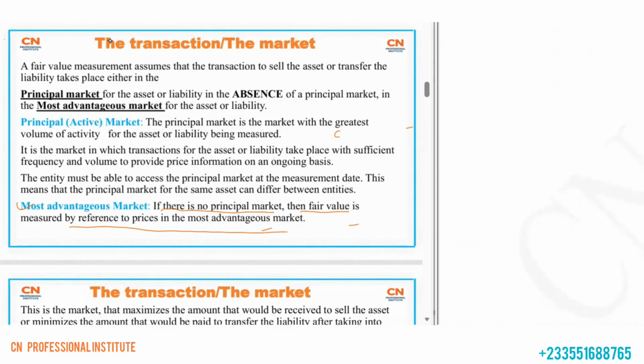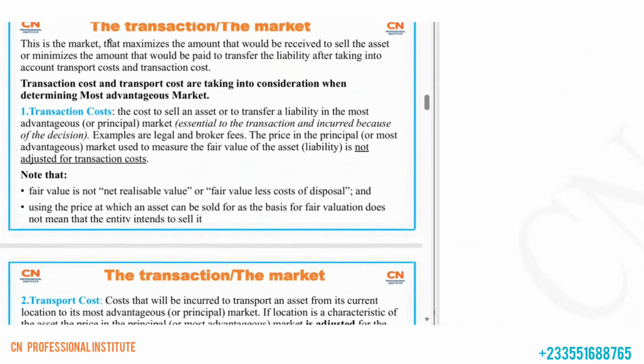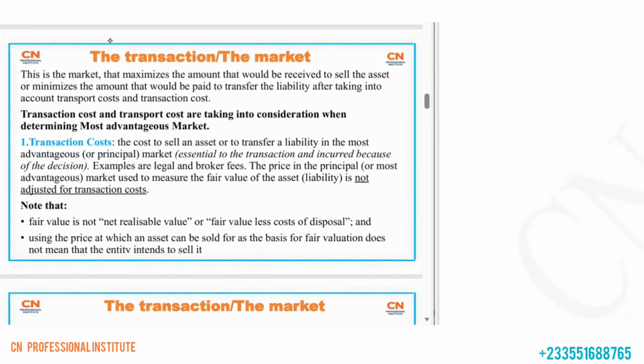We now know what the principal market is. Now, what is the most advantageous market? The most advantageous market is the market that maximizes the amount that will be received to sell the asset, or minimizes the amount that will be paid to transfer the liability, after taking into account transport cost and transaction cost. So we are done with the principal market. Let's look at the most advantageous market.